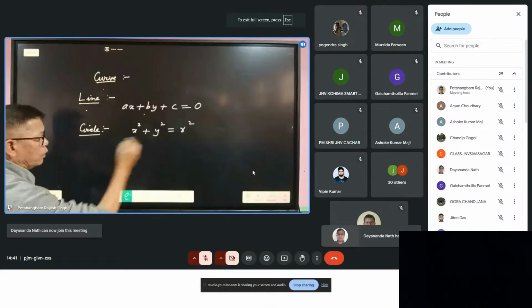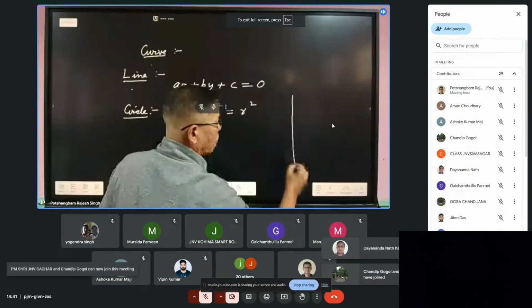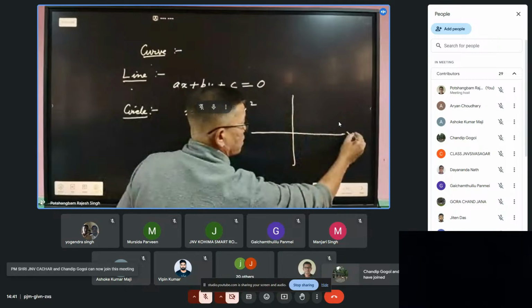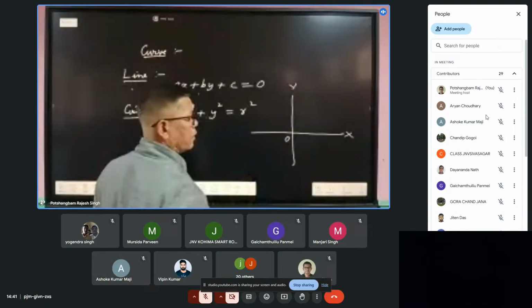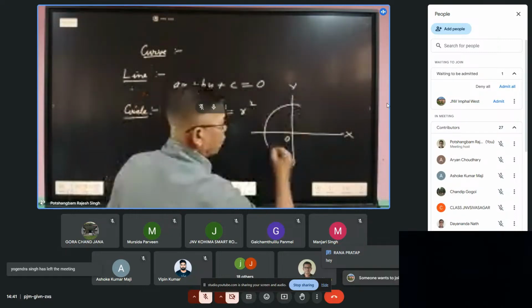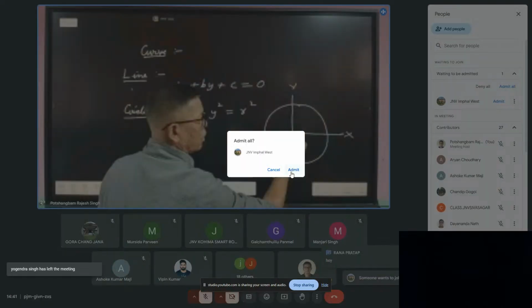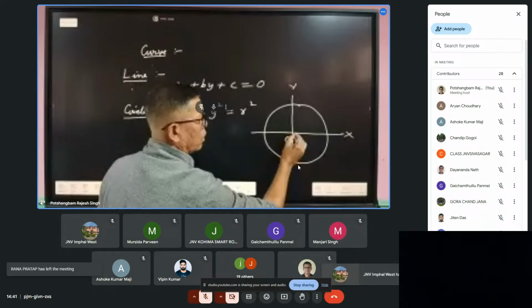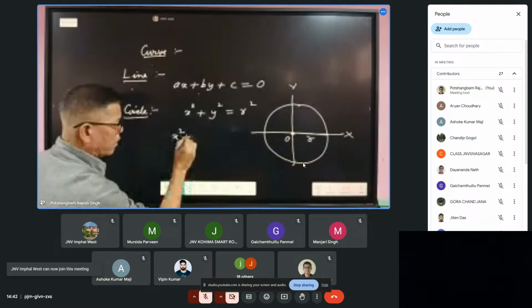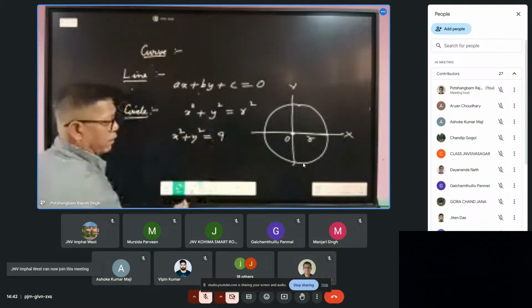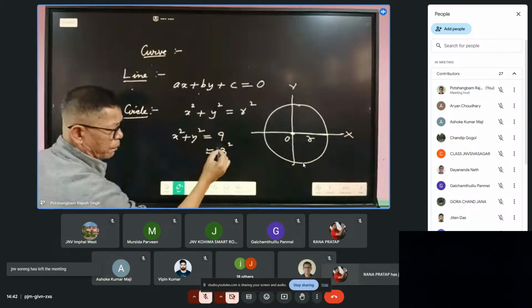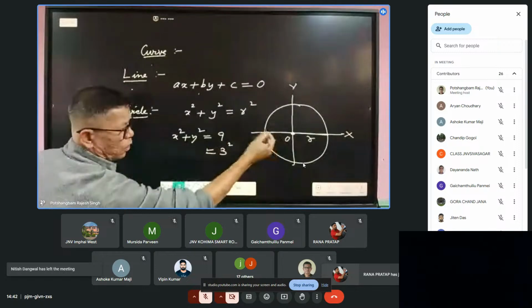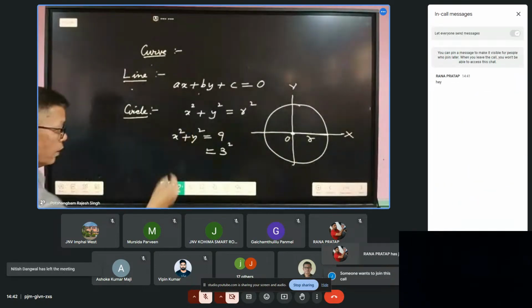Let me draw the diagram. This is the x, y axis, and the origin is here. This equation represents a circle of this form. The center is at the origin, and the radius is r. But if the number on the right-hand side is, for example, x squared plus y squared equals 9, in such a case you need to write 9 as 3 squared, and the base, 3, is the radius of your circle. Okay, this is about the circle.